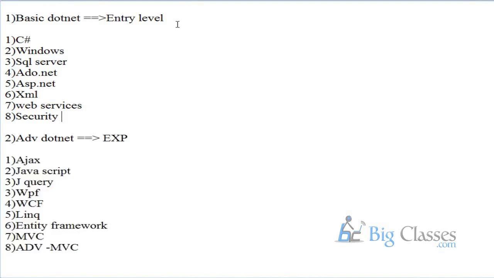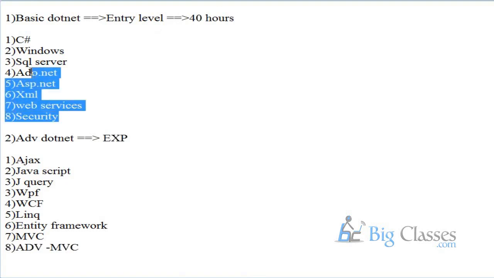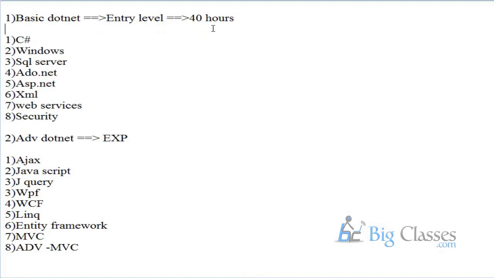So this basic .NET will take 40 hours of training. My way of training is that these 8 topics I am going to cover in 40 hours. Sometimes it may take 10 more hours as a grace period. After these 40 hours, I am going to give you a project.